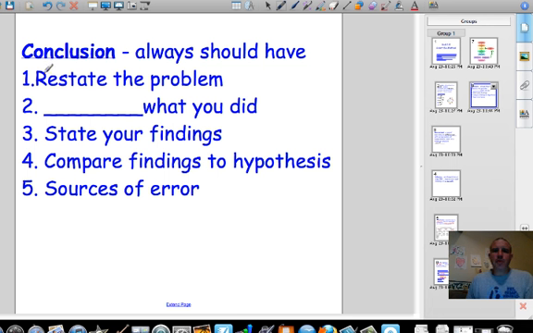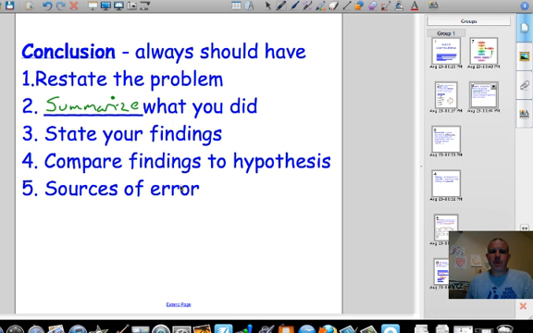When we write up a conclusion and we are using the Form B write-up that you used last year in Living Environment, we should be able to restate the problem. We want to summarize what we did. That's a summary. It's not writing a word for word, step-by-step procedure and giving every detail. We want it to be short and to the point. We want to state what our findings were. We want to compare those findings to what our hypothesis was.